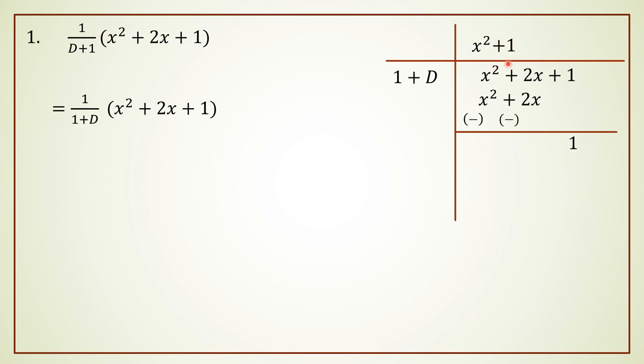So 1 into 1, that is 1. D of 1, that is differentiation of 1, is 0. Okay. Now change the sign so that the remainder over here is 0. Therefore, the particular integral of x square plus 2x plus 1 is x square plus 1. Okay, the quotient itself is the particular integral over here. Hope it is clear to you.